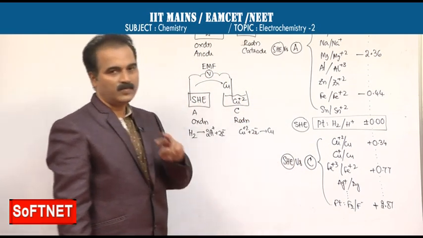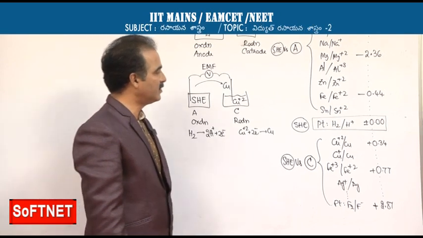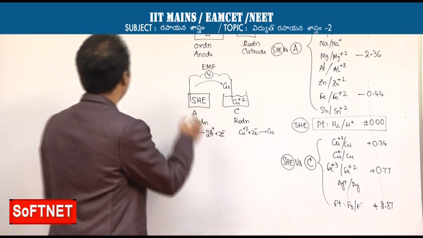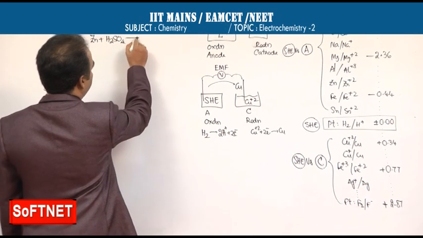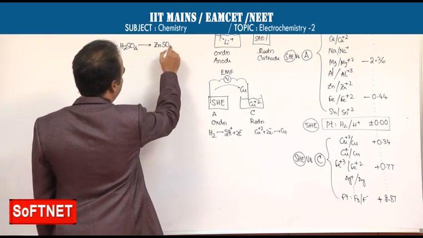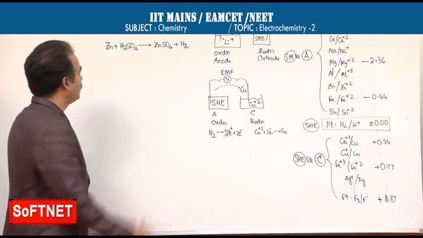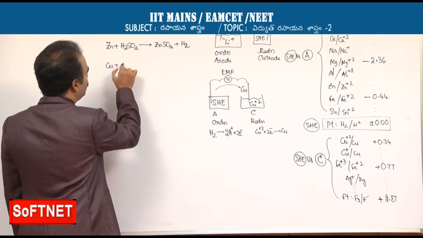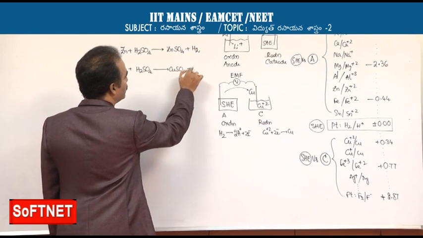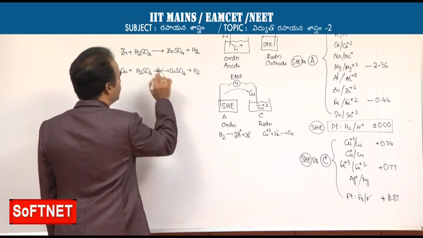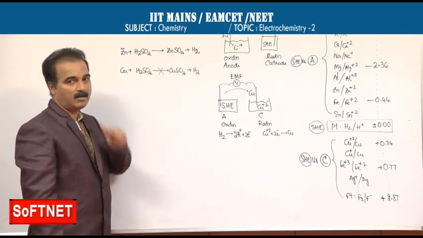You may be asked whether a cell reaction is spontaneous or not, or whether a cell reaction occurs or not. For example, we write zinc plus sulfuric acid gives ZnSO4 plus H2. This reaction is easy to write. Whereas if you write Cu plus H2SO4 gives CuSO4 and H2, this reaction is non-spontaneous. This cannot occur under normal conditions.